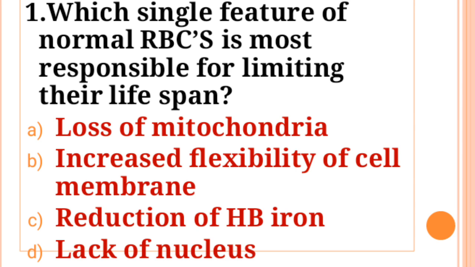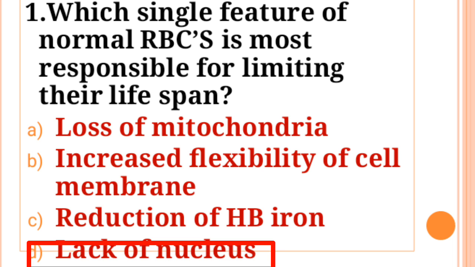First question: Which single feature of normal RBCs is most responsible for limiting their lifespan? Options: A. Loss of mitochondria, B. Increased flexibility of cell membrane, C. Reduction of hemoglobin iron, D. Lack of nucleus. Answer is D.